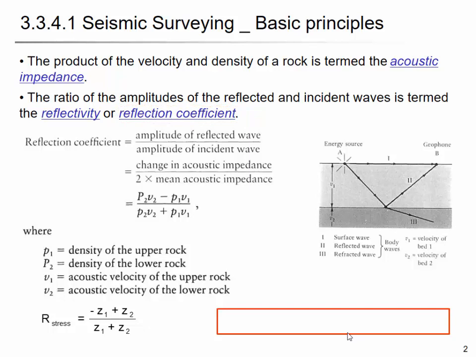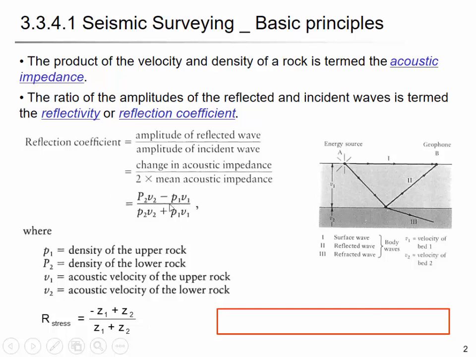From the impedance of each layer, like layer one and layer two, you can calculate the reflection coefficient. A reflection coefficient of zero means that there's no impedance mismatch. So if the density and the velocity of layer two and layer one are the same, then the denominator becomes zero, and you have a reflection coefficient of zero.